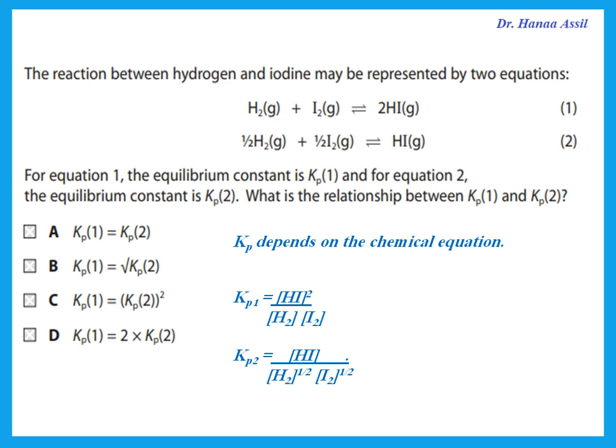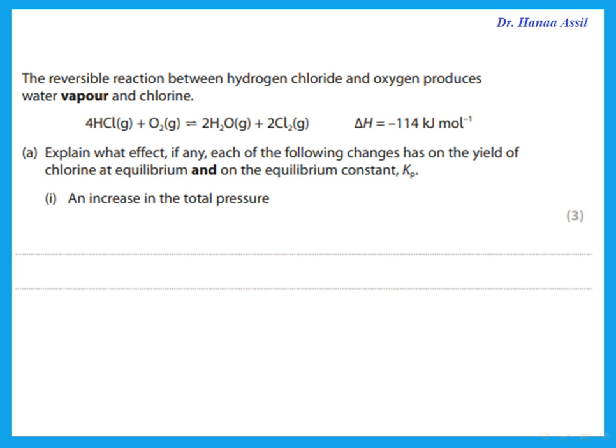One has HI to the power 2 over H2 times I2. The other one has HI to the power 1 over hydrogen to the power half, and so on. So from this, the Kp for equation 1 will be equal to the Kp for equation 2 to the power 2. So if you do that last equation to the power 2, you get Kp1. So that is the relationship. So remember that Kp depends on chemical equation.